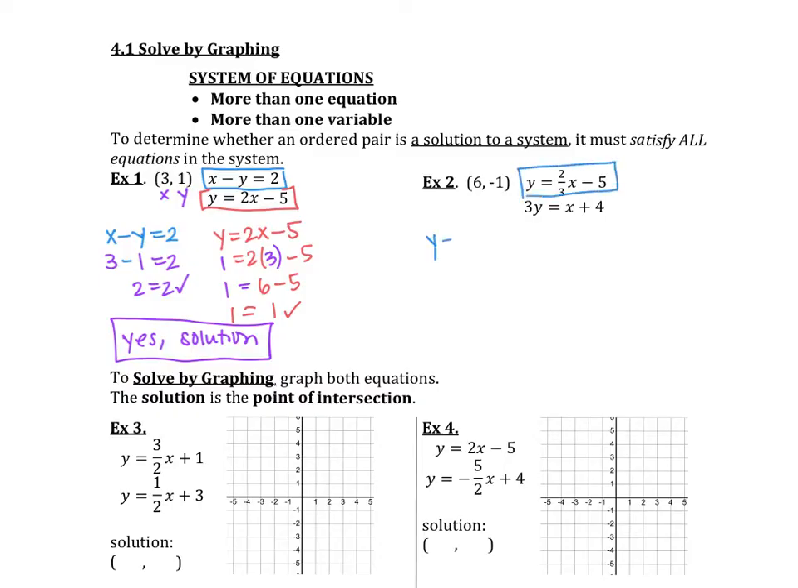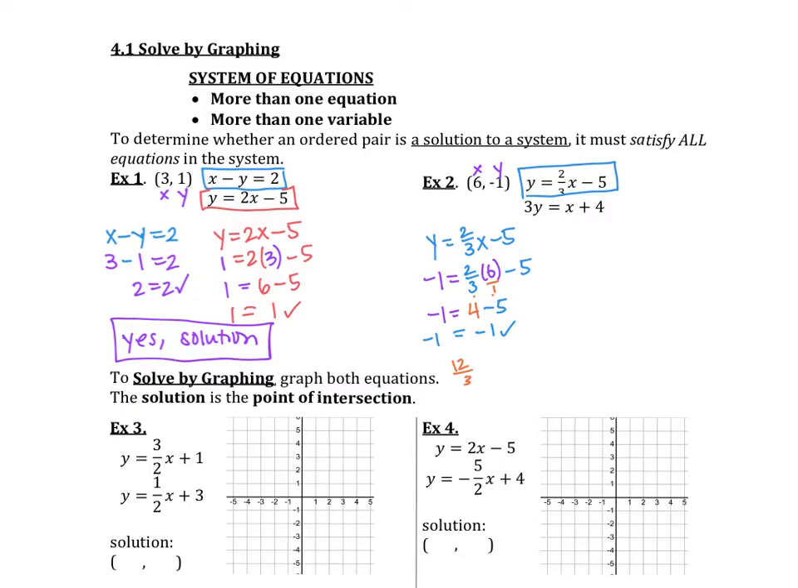I'm just rewriting it over here so you can see which one I'm checking. This is x, this is y. So the y is negative 1 equals 2/3 times the x minus 5. The left side's good, so I'm just going to leave that negative 1 alone. I like to put the little 1 over here. 2 times 6 is 12. 3 times 1 is 3, so 12 divided by 3 is 4. Minus 5, what's 4 minus 5? Negative 1. So it does work in the first equation.